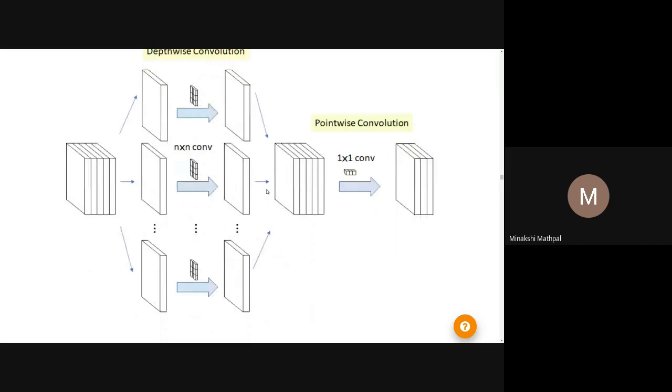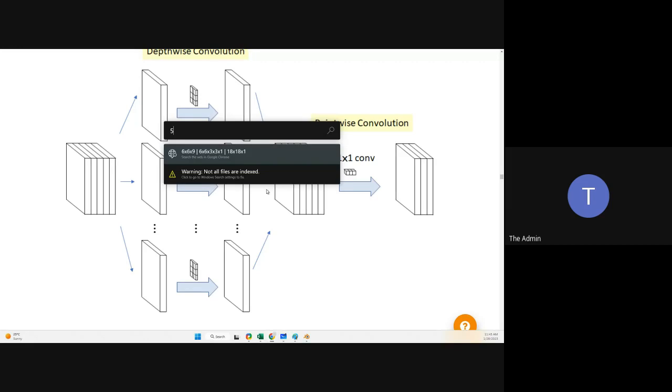So the kernel will be of size 3 cross 3 cross 3, because we have 3 channels. Just for the sake of example, let's say we're convolving 5 cross 5 cross 3. In normal convolutions, we have 3 cross 3 cross 3 cross 12. Let's say into 12. This is the normal convolution.